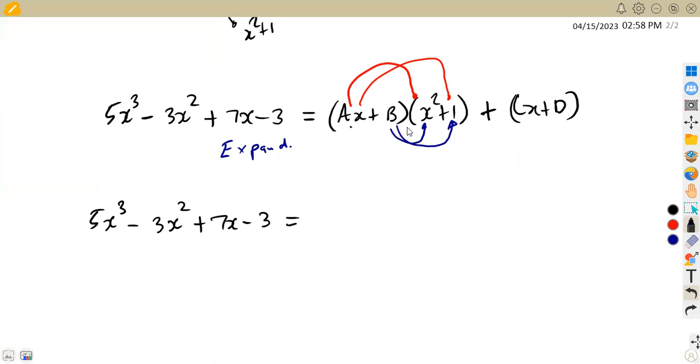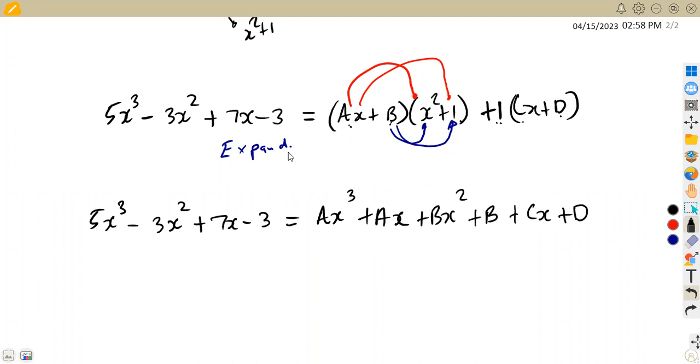So this is going to be ax times x^2, which is ax^3, ax times 1, which is ax. We are done with ax. We move on to b times x^2, that's bx^2. b times 1 is b. All right, we are done with this bracket. There is a 1 here, so 1 times cx is cx, 1 times d is d. So we have expanded. Now we can equate the coefficients.